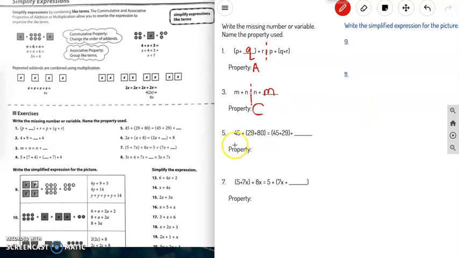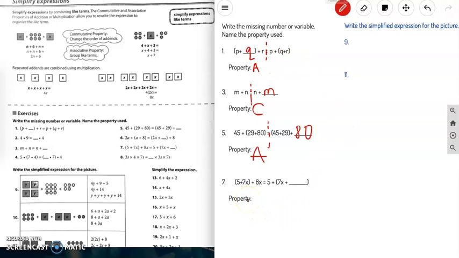Number 5, getting a little harder now. 45 plus parentheses 29 plus 80 equals 45 plus 29 plus blank. Let's draw the wall here. We have the 45 on each side, and the 29 on each side. We're missing the 80. They just changed the order. Here they did 29 plus 80 first, but here they did 45 plus 29 first. But the answer is still going to be the same according to the associative property. This is the same property as number 1.